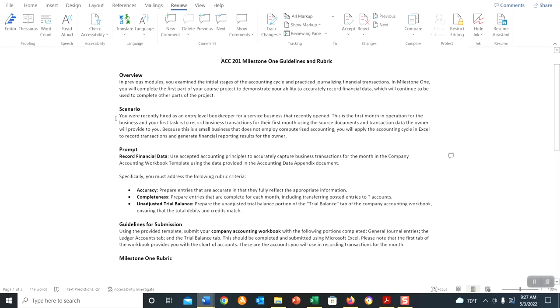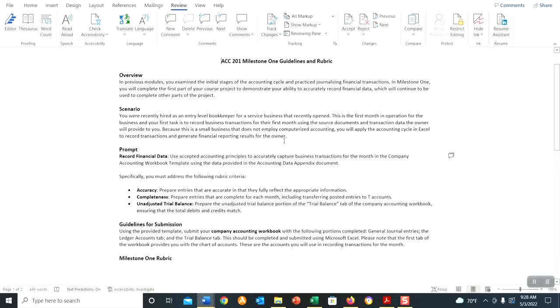So our guidelines tell us that you were recently hired as an entry-level bookkeeper for a service business that recently opened. This is the first month in operation for the business, and your first task is to record business transactions for their first month using the source documents and transaction data the owner will provide to you. This transaction data is going to be found in the accounting data appendix. Because this is a small business that does not employ computerized accounting, you will apply the accounting cycle in Excel to record transactions and generate financial reporting results for the owner.